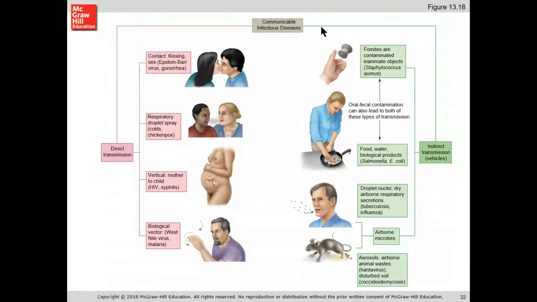Okay. For the indirect, over here in green, you can see it splits into two main categories: fomites and then airborne microbes. We'll talk about the fomites first. Fomites are when something is contaminated, and they broke it up into regular inanimate objects, like you touching a handle that somebody else had just touched, but also food and water that you're going to be eating. Those are both considered fomites.